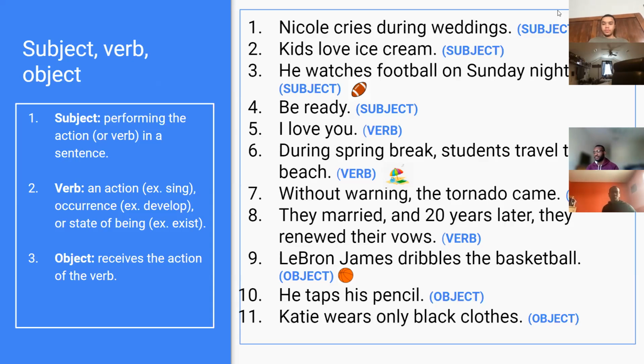So these are the very basic parts of a sentence. The subject, who we're talking about, the verb, what that person or thing we're talking about is doing, and then the object, what's actually receiving the action. If Will bounces the ball, Will is the subject, bounce is what he's actually doing, so it's the action, and the ball is actually receiving what he's doing, and that's the bouncing itself. Does that make sense?